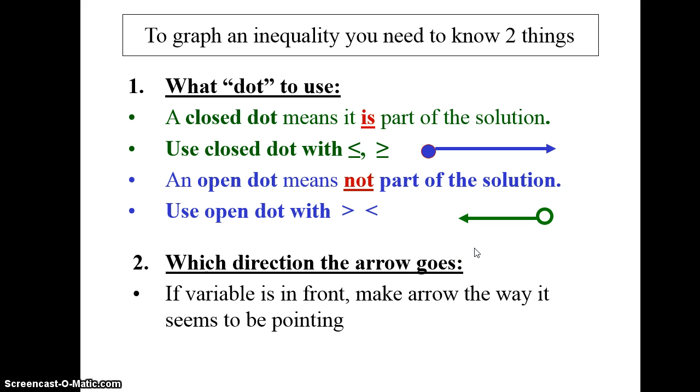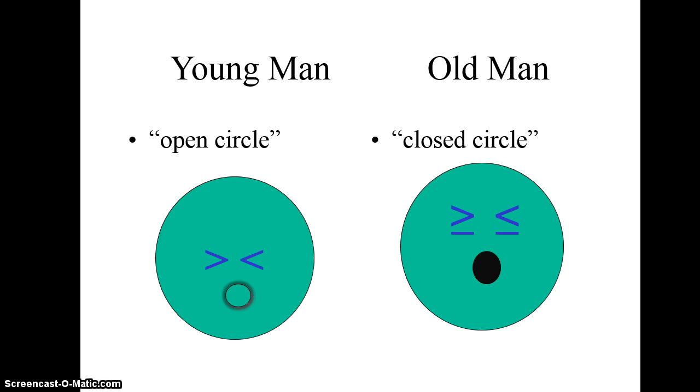And then we want to know which direction the arrow goes in. So if it goes to the left, then it is less than, and if it's going to the right, it's greater than. So here's my young man. It's got that open circle, and the old man who's got the wrinkles under his eyes and his big nose, that's a closed circle. So this is just to visually help you remember if I should use an open or closed circle.